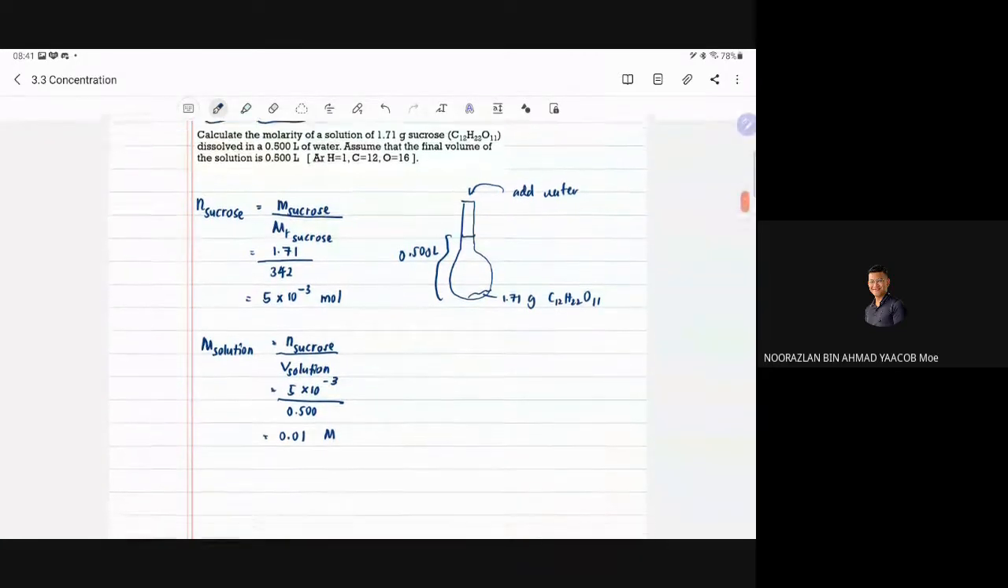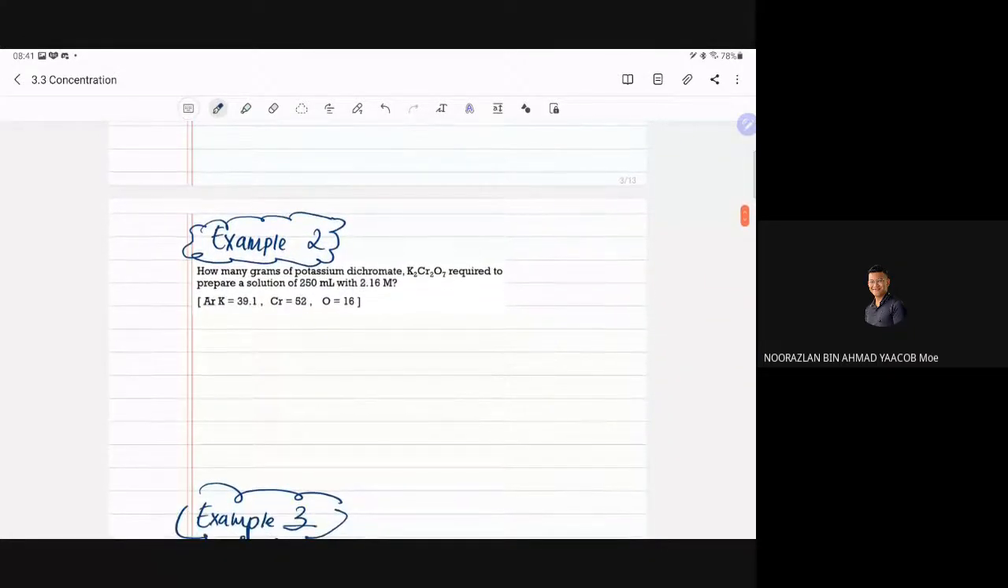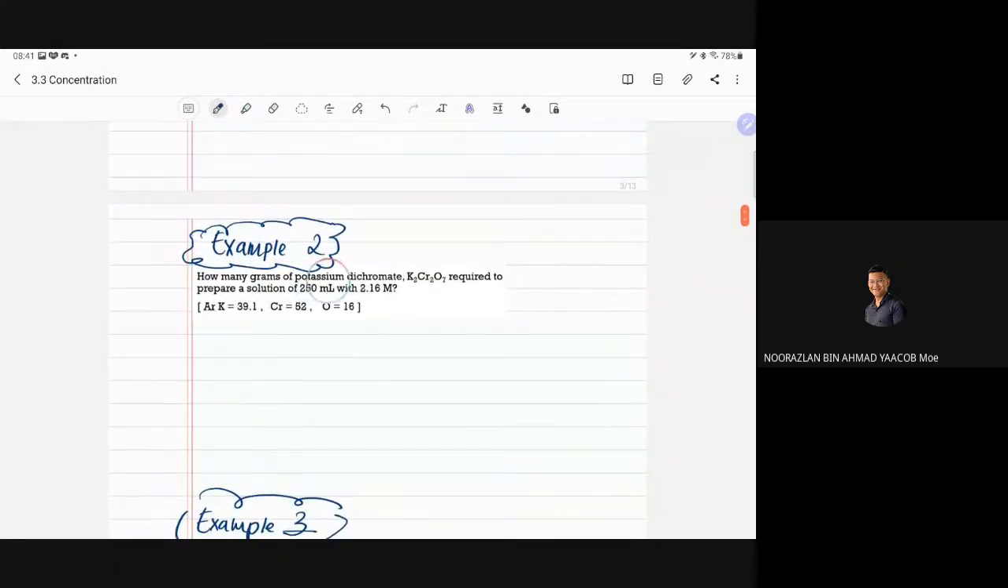Yes, sir. Okay. Now let's have a look at example 2. How many grams of potassium dichromate is required to prepare a solution of 250 ml with the molarity of 2.16. Jadi sekarang ni kita nak buat solution yang molarity dia 2.16. Volume of solution dia 250 ml. Berapa yang kena pakai? This is a type of problem that we often encounter in a laboratory practice. Kita nak buat solution yang kita ada aim dia adalah 2.16 molar. Kita nak cari mass dia.